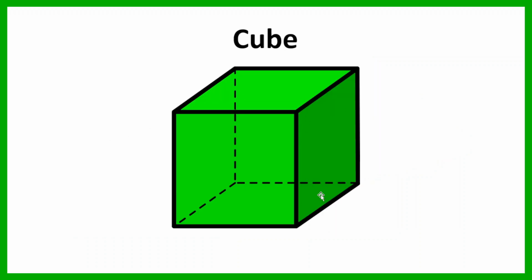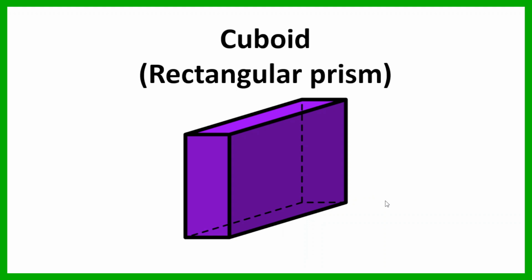Over here I've got a special prism called a cube, which has got squares on all the faces. Then we also have the cuboid, which is also known as a rectangular prism, because it has got rectangles on the ends, but it also has rectangles on all the faces. So any set of opposite sides could be considered the base shape of this particular kind of prism.